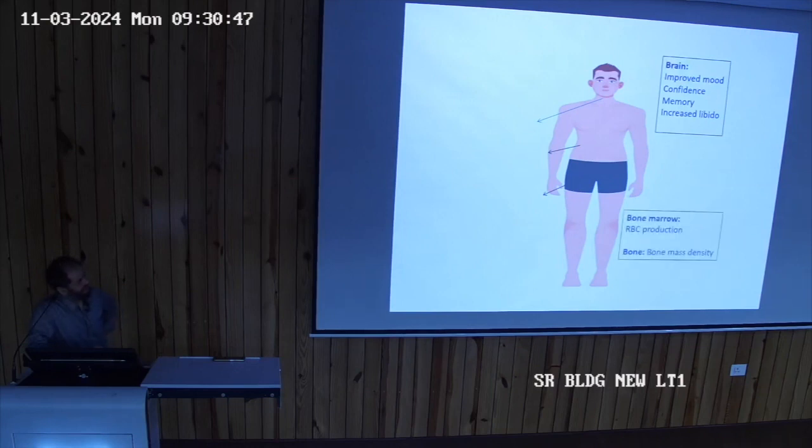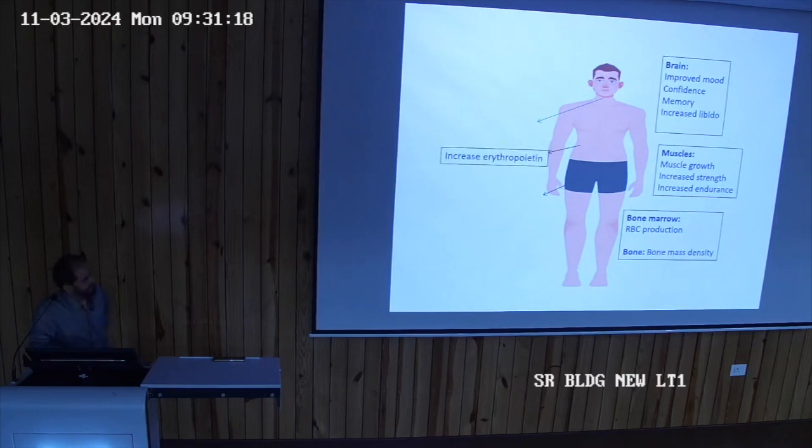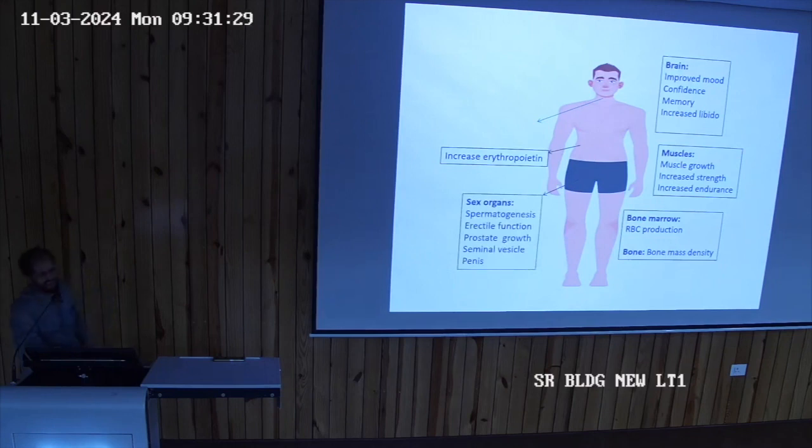After that, in the bone marrow, it stimulates the erythropoietic activity, which increases RBC production, then increases the bone density and the strength of bone; osteoblastic activity is increased. Then in the muscle, it has an anabolic action on protein, so it will increase muscle growth, strength and endurance. Then you can see in the kidney it increases the erythropoietin release, and in the sex organs it is involved in spermatogenesis, erectile function, that is erection of the penis, then prostate growth, seminal vesicle growth, penile growth.